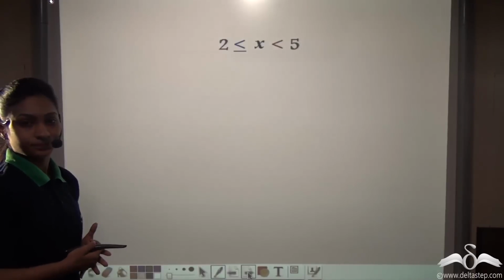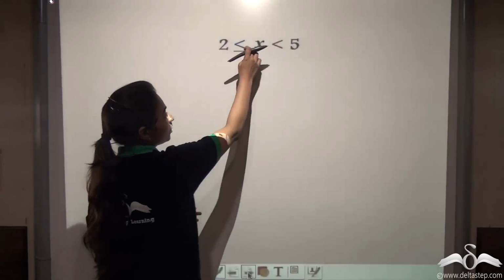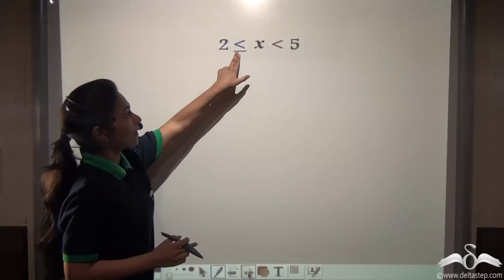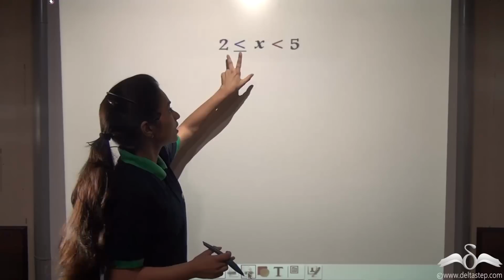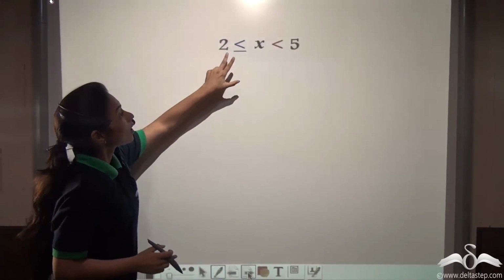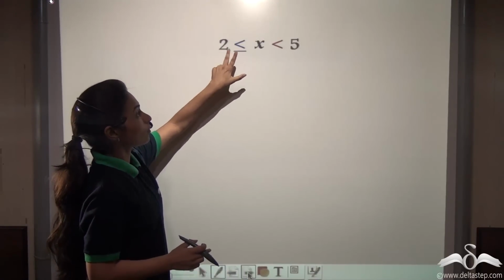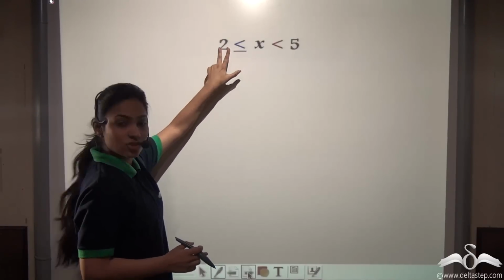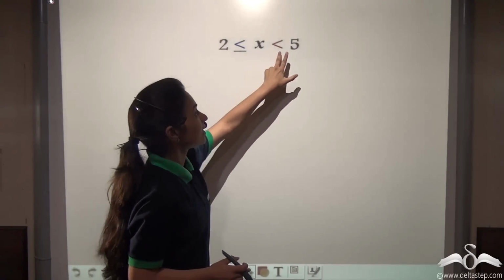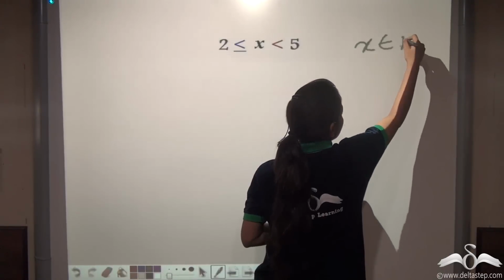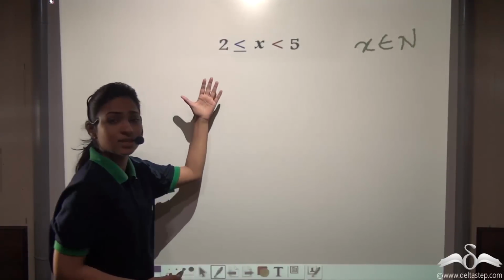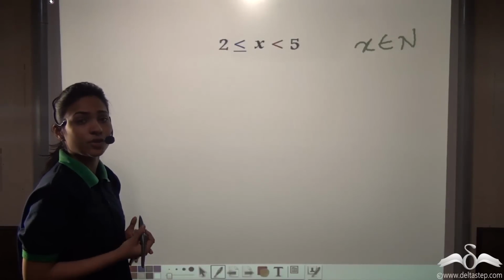What about this? Here we do not have the equal to sign in both. One is "at least" and the other is "less than." So this inequation is x is greater than or equal to 2, that is, x is at least 2, and x is less than 5. Now again, if x belongs to natural numbers, what will be the solution for this inequation? Solve it yourself.